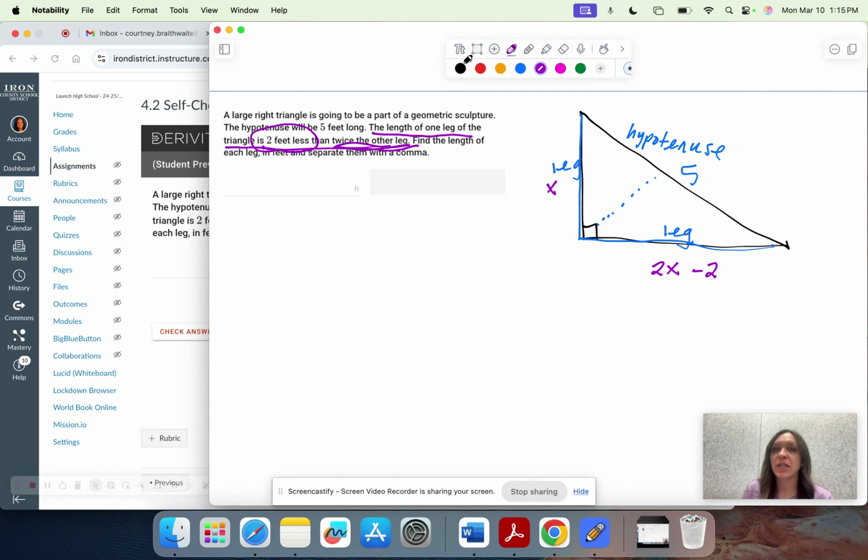Okay, so this is where it gets tricky. We have to use the Pythagorean theorem to set this up. So one leg is x. The other leg is 2x minus 2. And the hypotenuse is always c.